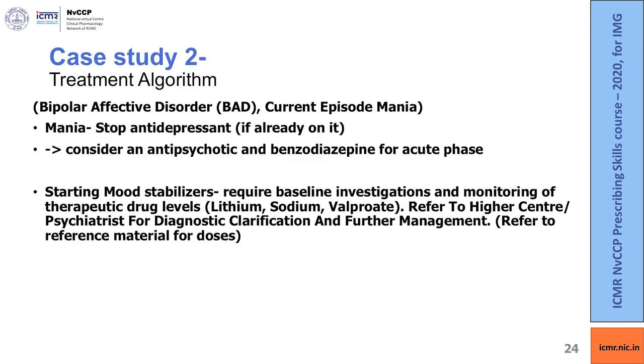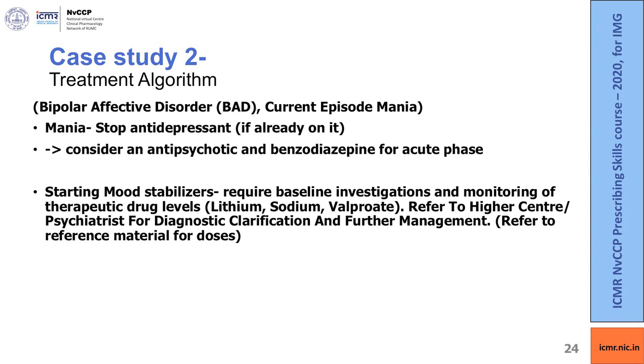So how do we treat this patient? Remember, this patient is demonstrating a manic phase of his disease, and if this patient is on antidepressant, we have to stop it. As this patient has presented first time, there is no such antidepressant being used, so obviously this is not the option. So we need to use an antipsychotic and a benzodiazepine for controlling this acute phase.